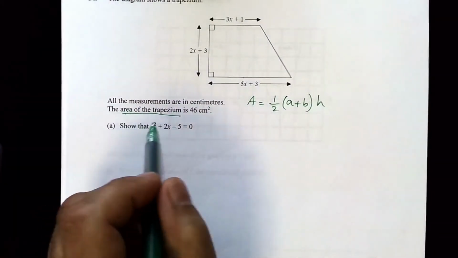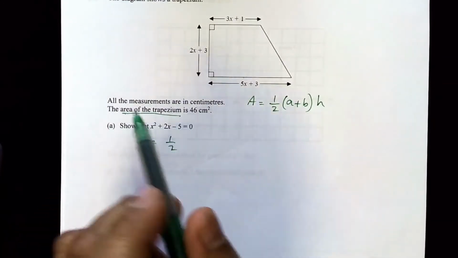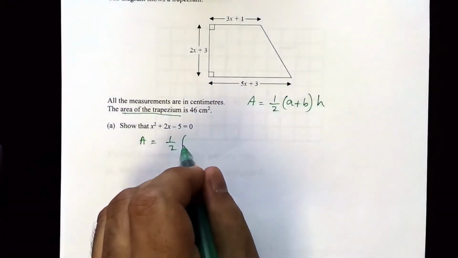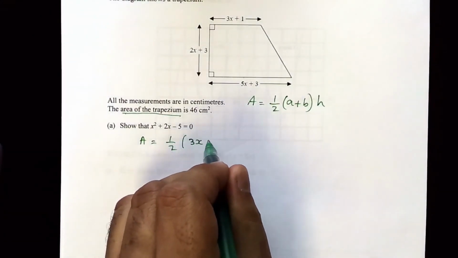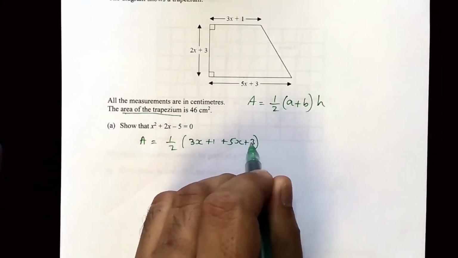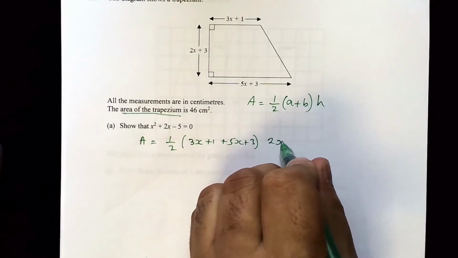And I'm going to substitute these algebra terms into the formula. So the area is equal to half of a plus b, so I'm going to add those two terms of 3x plus 1 plus 5x plus 3, times the height, which is 2x plus 3.